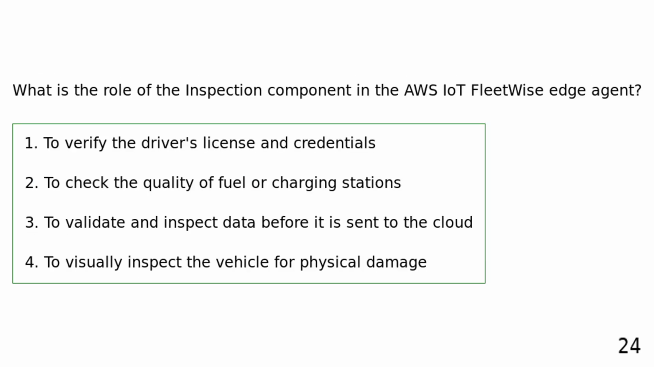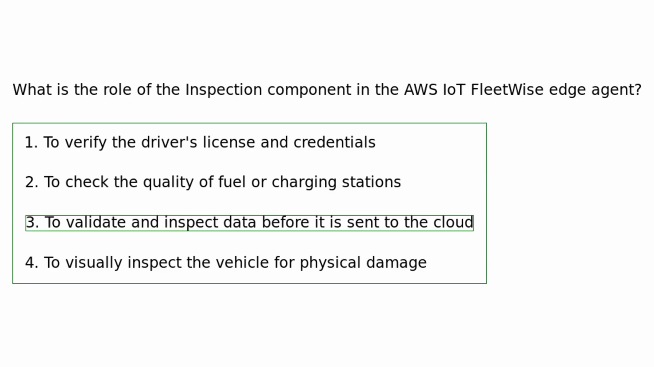What is the role of the inspection component in the AWS IoT FleetWise Edge agent? To verify the driver's license and credentials. To check the quality of fuel or charging stations. To validate and inspect data before it is sent to the cloud. To visually inspect the vehicle for physical damage. The inspection component in the AWS IoT FleetWise Edge agent validates and inspects data before it is sent to the cloud, ensuring data quality and integrity.